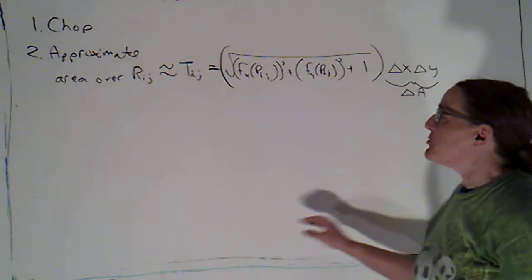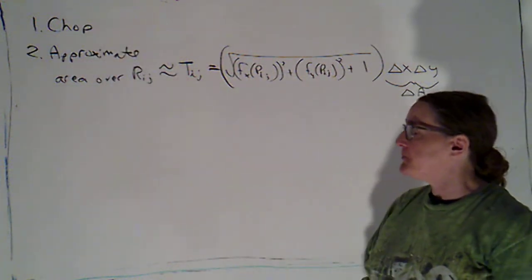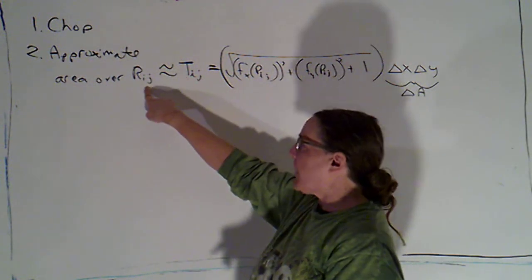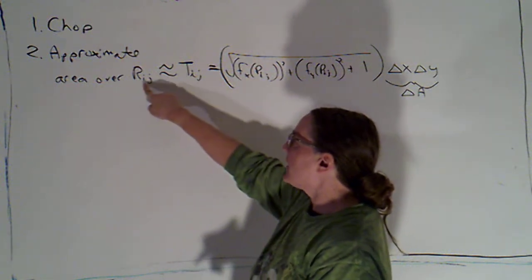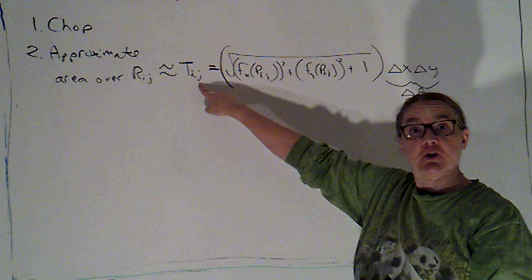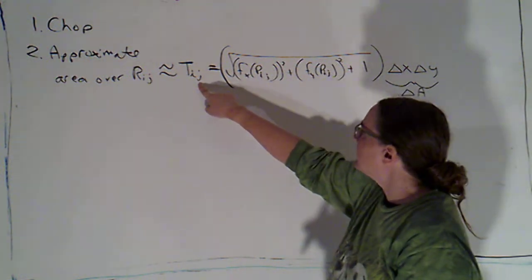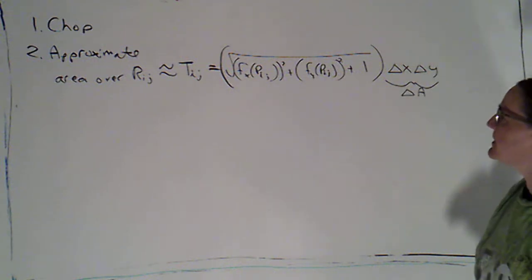Okay, so we continue our quest to find surface area. We have chopped our domain into little pieces, and we have approximated. We had a bunch of rectangles in the domain. We approximate that the area over the ijth rectangle is the area of the portion of the tangent plane that lies above that rectangle. And we determined that it was given by this formula.